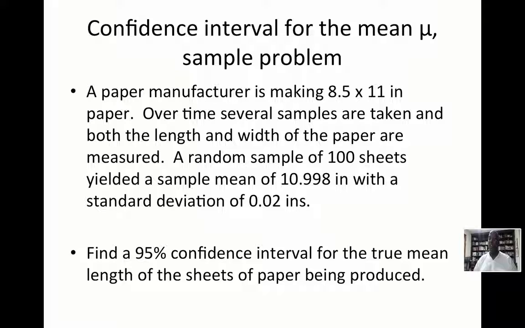We know that it should be 11 inches, which basically should be the population mean, but the process varies. And so we have a sample mean and a sample standard deviation, but we also have a sample size.